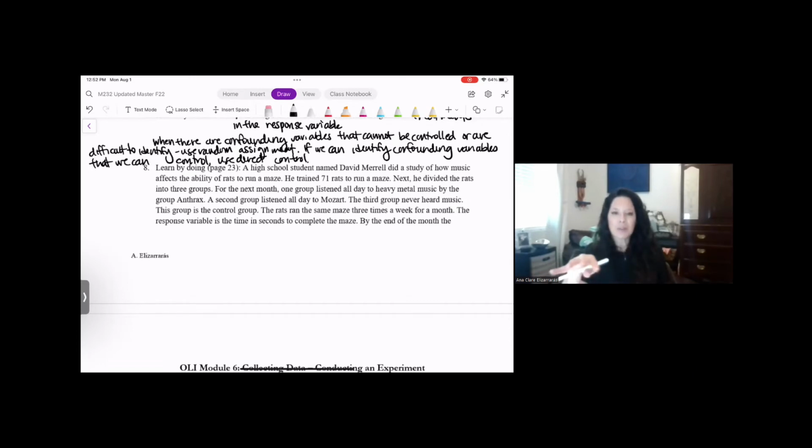So that group was considered the control group. They ran the same maze 3 times a week for a month. The response variable is the time it took them to complete the maze. By the end of the month, the Mozart group was running faster.